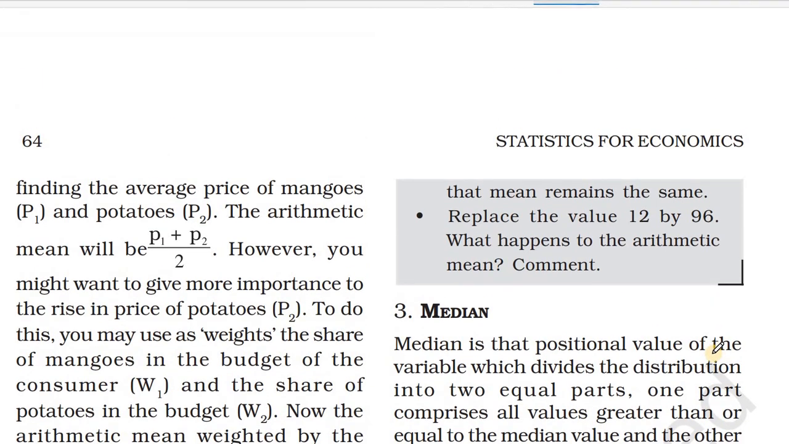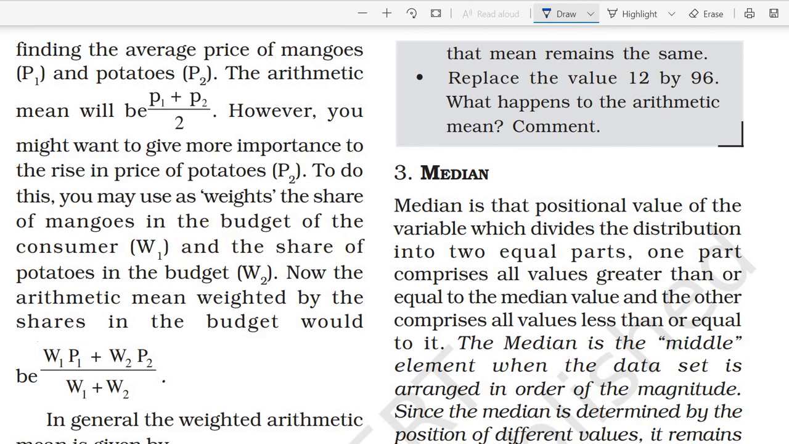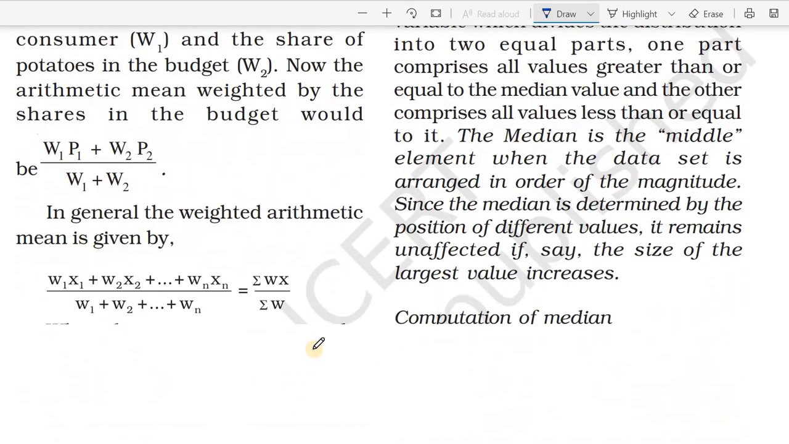finding the average price of mangoes and potatoes, arithmetic mean will be P1 plus P2 divided by 2. However, you might want to give more importance to the rise in the price of potato. To do this, you may use weights, the share of mangoes in the budget of the consumer, W1, W2, like that you can give the weight. Now the weighted arithmetic mean you can write as W1 into P1 plus W2 into P2 divided by W1 plus W2.